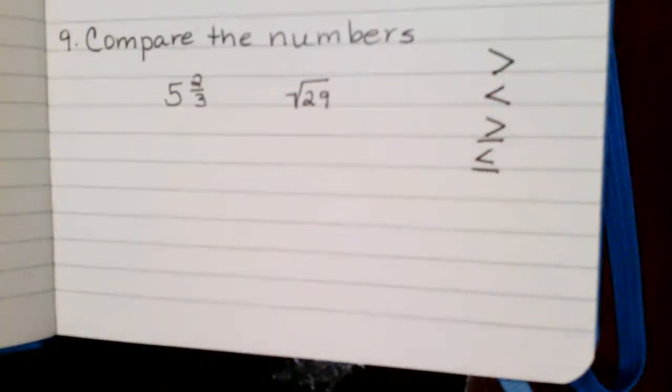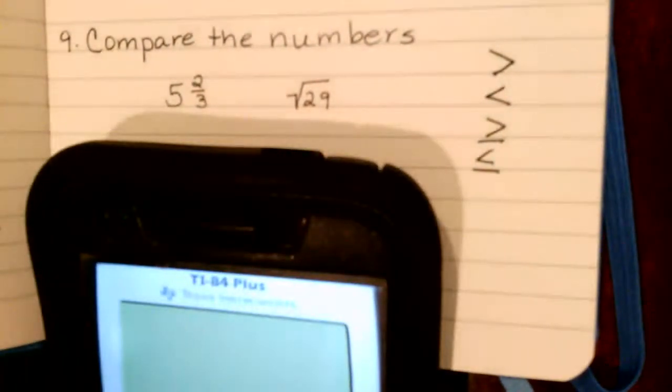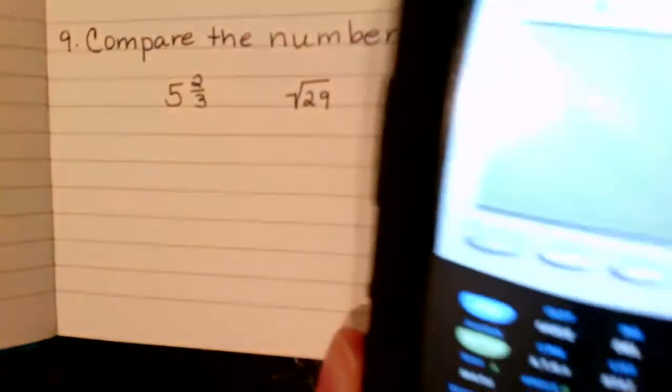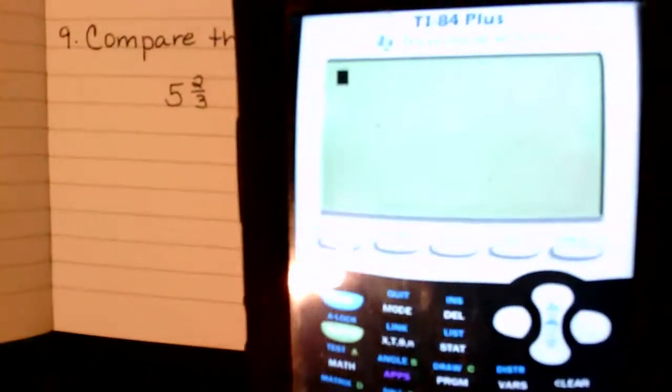I don't know about you, but I like to let my calculator do all the hard work for me. So I'm going to show you what I type in my calculator, which is on my phone. I'm going to type in this 5 2/3 piece first and get a decimal for it.